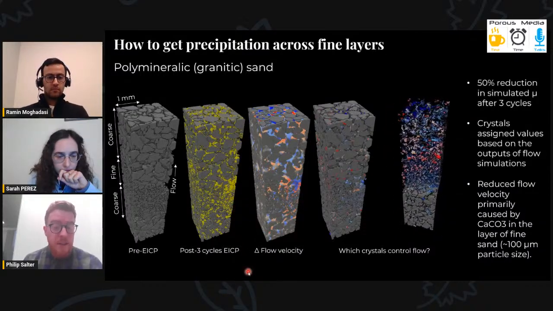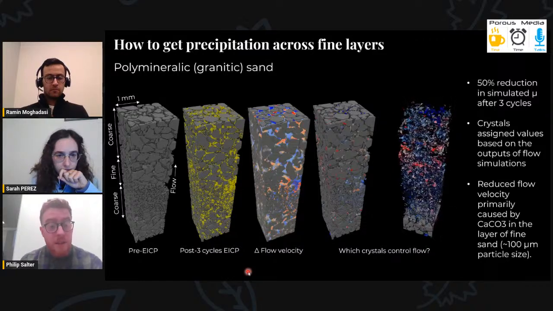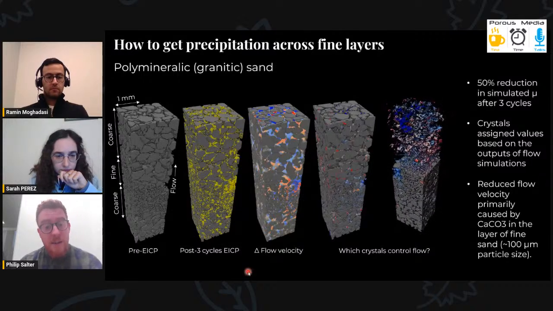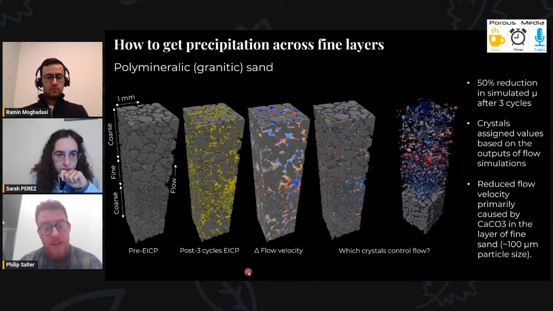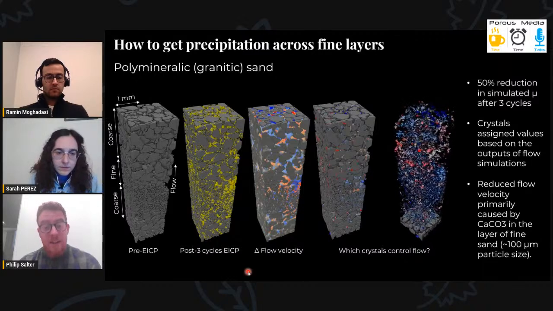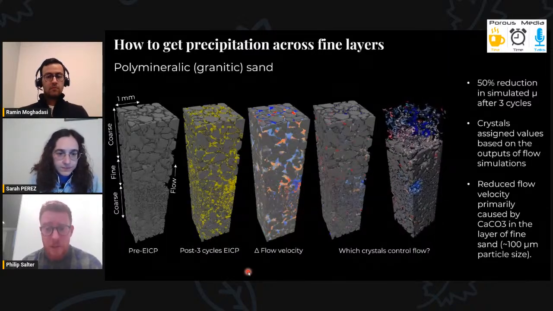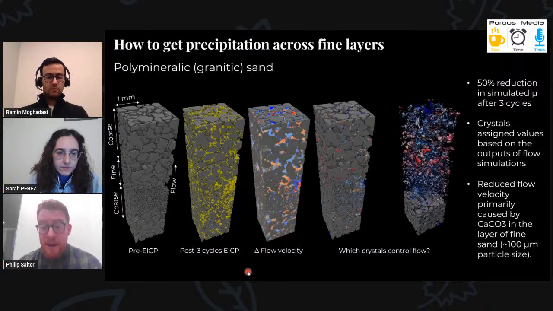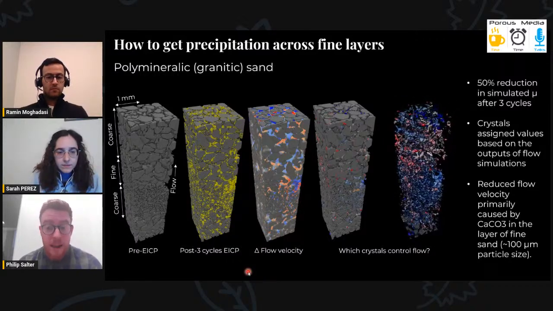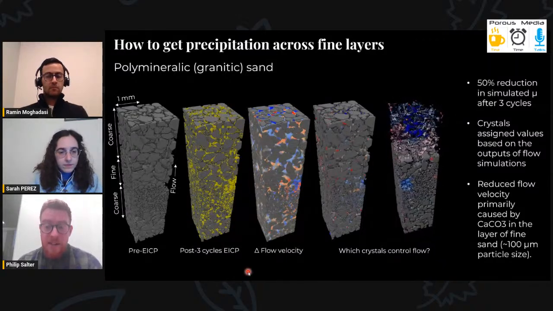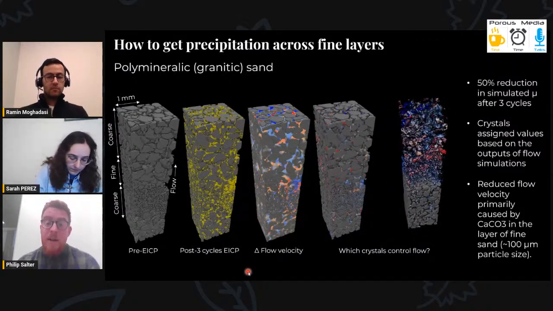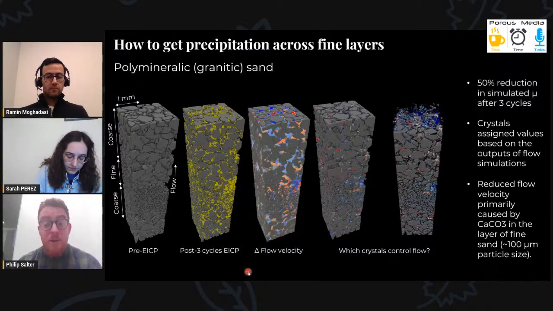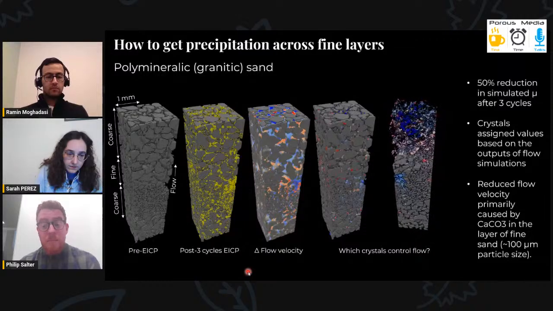By running flow simulations before and after these crystals form, and subtracting the velocity field of the later time point from the earlier one, we can begin to see the effect that these crystals are having on local flow velocity. So here, the crystals are colored from blue to red, with blue indicating a reduction in flow velocity and red an increase. And what we find is that the crystals that form within the fine layer show a reduction in flow velocity, whereas the crystals outside of it have a more complex effect.